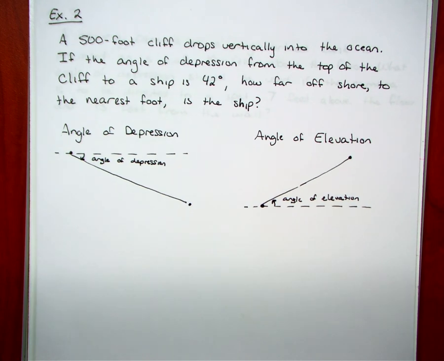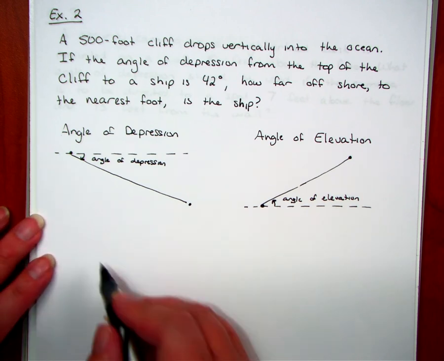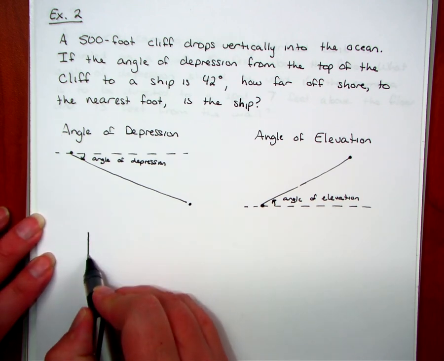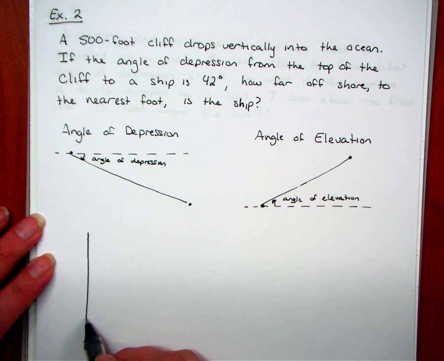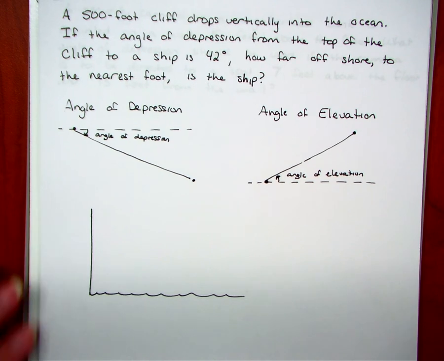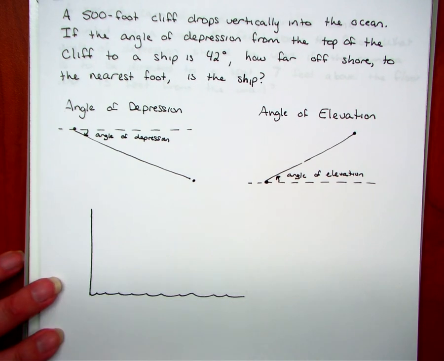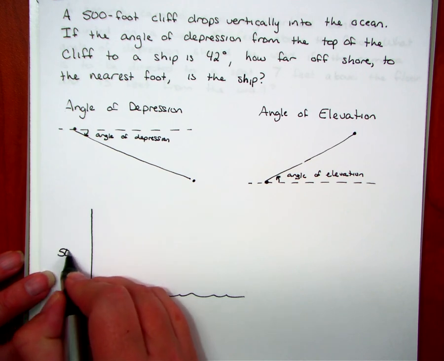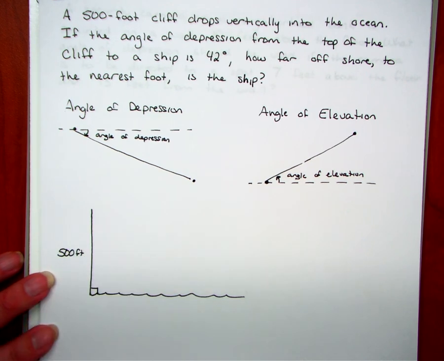All right, so we have a 500-foot cliff. It's dropping vertically into the ocean. That's going to create a really nice 90-degree angle for us to work with in our right triangle. So here's my cliff, and here's my ocean, okay, and this is 90 degrees. The cliff is 500 feet high, so I'm going to label 500 feet.